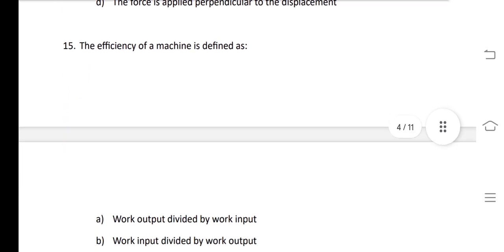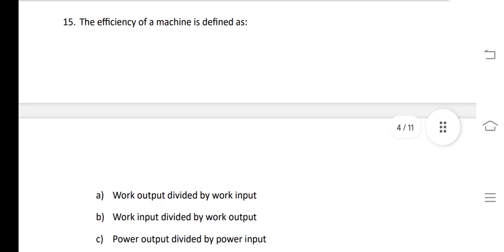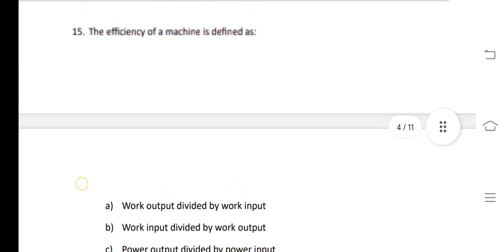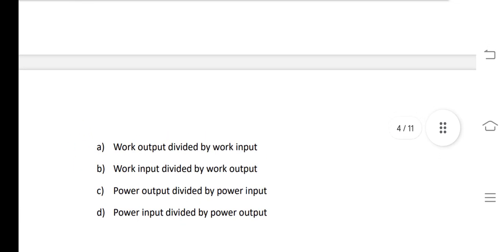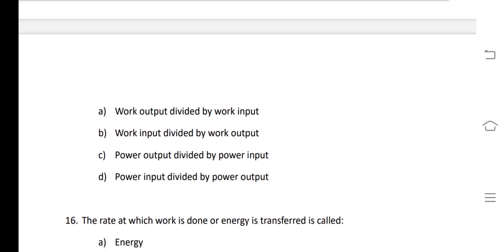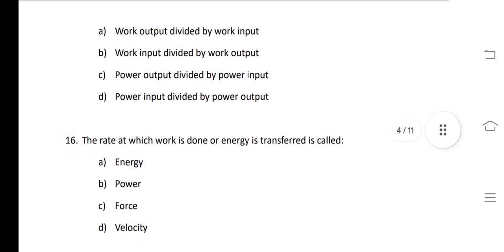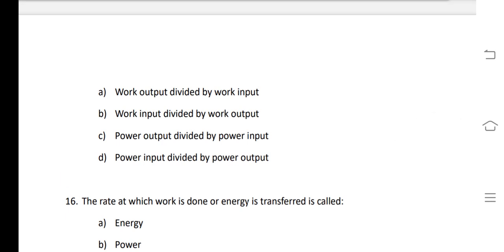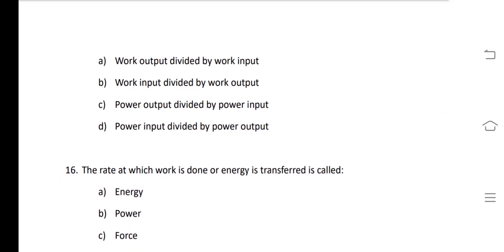Our next question, the efficiency of a machine is defined as the work efficiency of a machine. So the formula of efficiency is output power divided by input power. So the option number C is the correct answer of the given question.